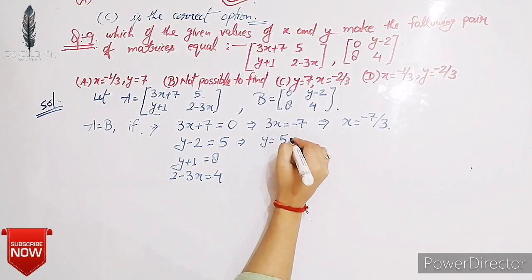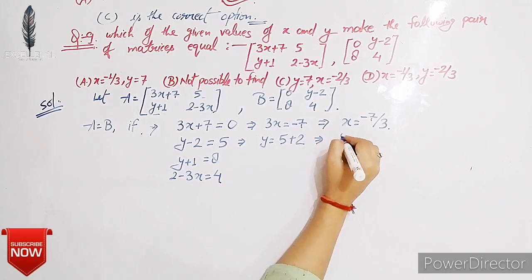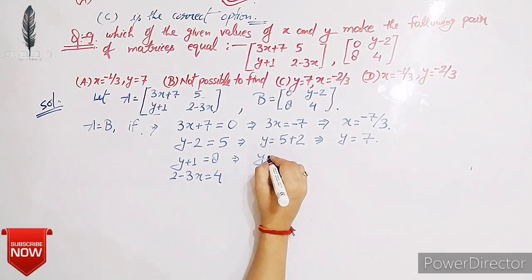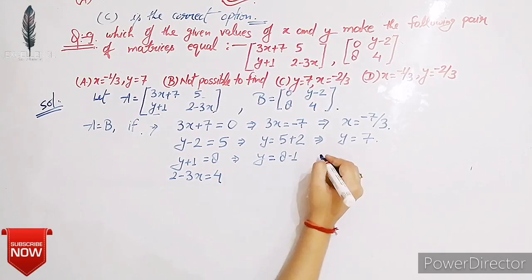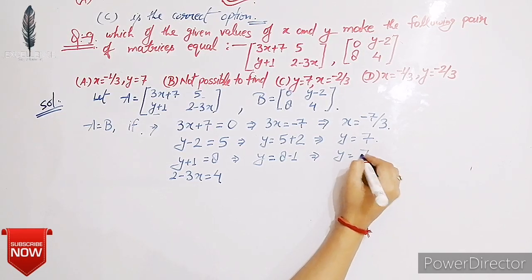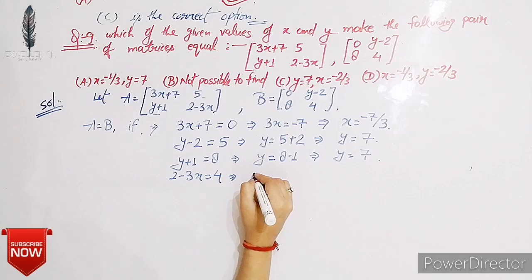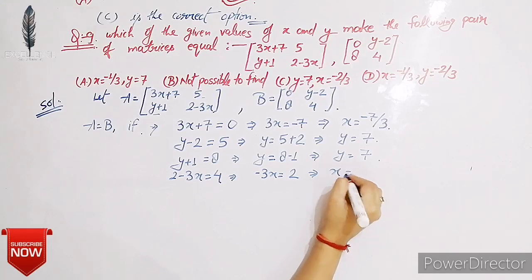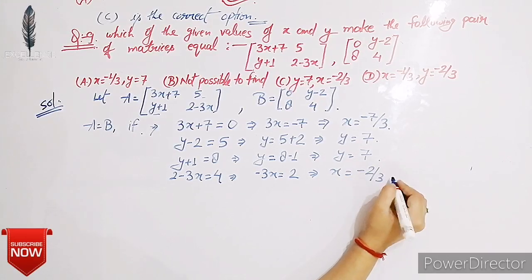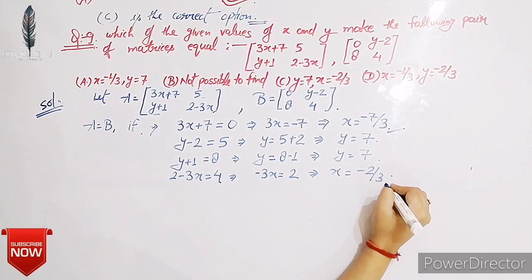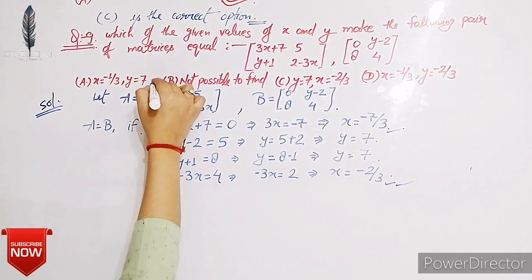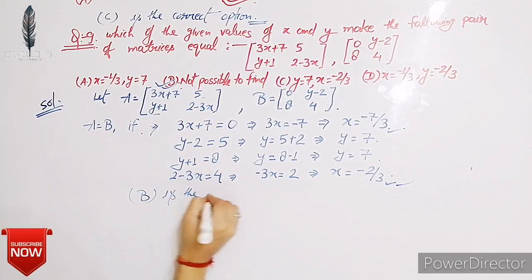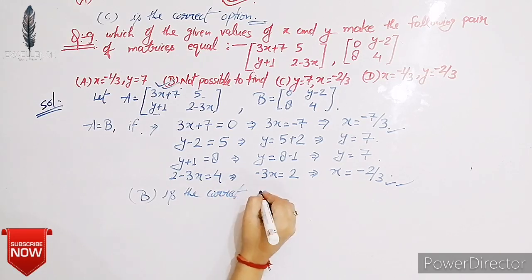Next, y minus 2 equals 5, that gives y equals 5 plus 2, then y equals 7. Okay. Next, y plus 1 equals 8, that gives y equals 8 minus 1, which is also equal to 7. Simple, clear है, y equals 7, value of y. For last, 2 minus 3x equals 4, that gives minus 3x equals 2, that gives x equals minus 2 by 3. Here we get two different values of x for the same pair. So that is not possible. So option B is the correct answer, not possible to find.